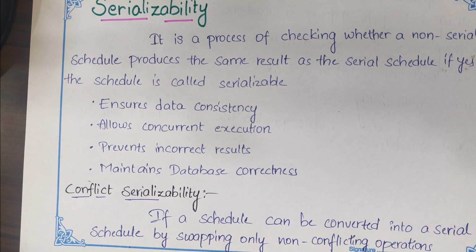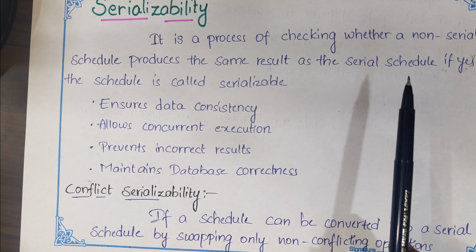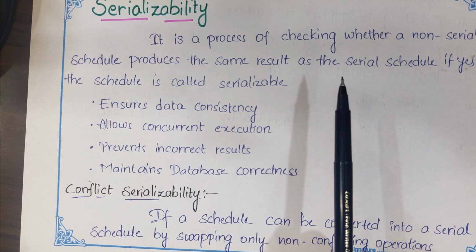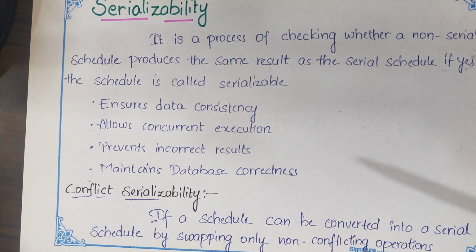But this raises an important question. How do we know whether the non-serial scheduling is producing the correct answer every time? This is why we need serializability. Serializability is a process of checking whether the non-serial scheduling produces the same result as the serial scheduling. If yes, the scheduling is called serializable. We take the serial scheduling as a reference and check whether the non-serial scheduling is producing the same answer; then it is considered equivalent to a serial schedule.